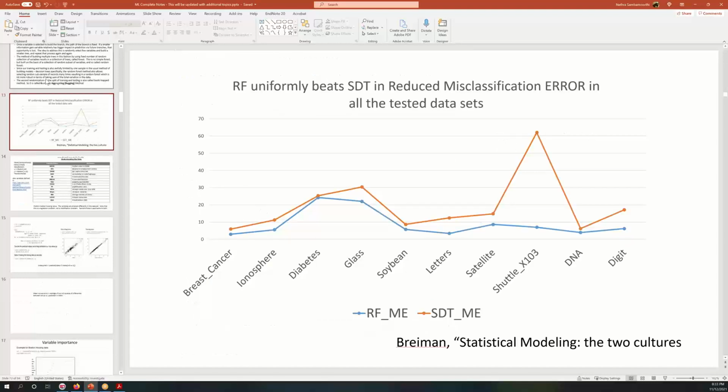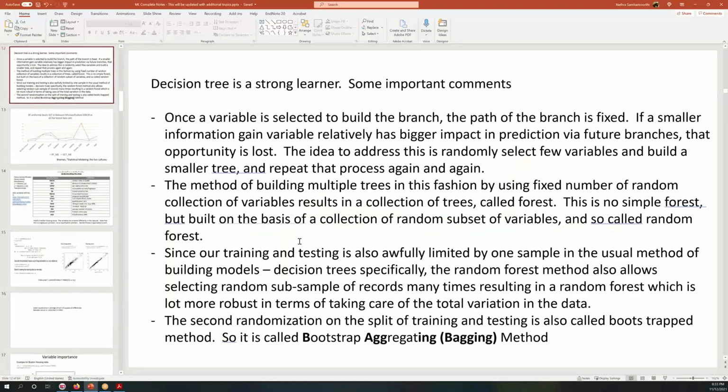And so we want to compare, that's one thing, okay? The method of building multiple trees in this fashion by using a fixed number of random collection of variables results in a collection of trees. So how do you build a random forest? You fix the number of variables to enter, maybe even as simple as one variable. That's called a stump. Or it could be 2, 3, or 4 variables, not beyond. The more you add, the more you are going towards one big decision tree. You don't want that. That's why you have to use a small number of variables, and then you take samples.